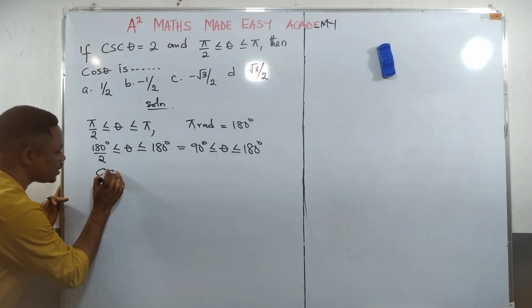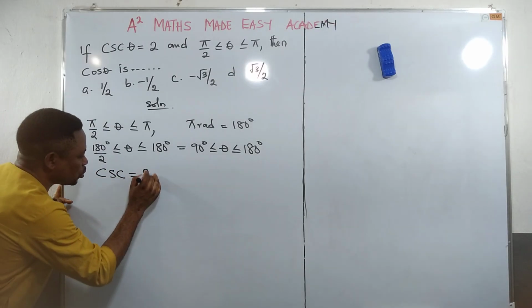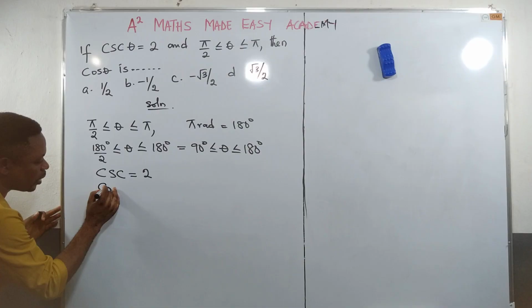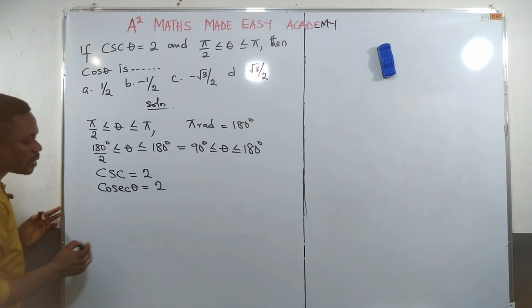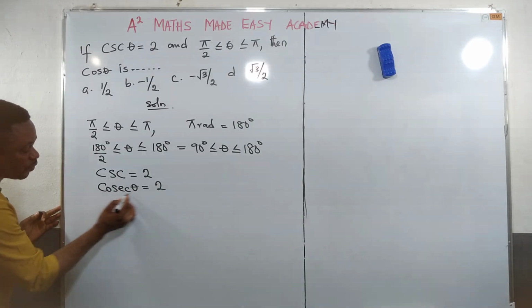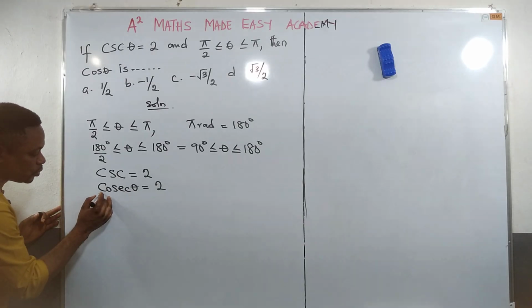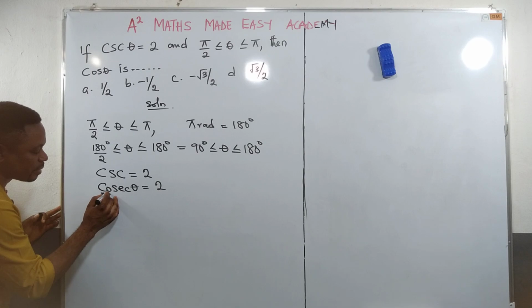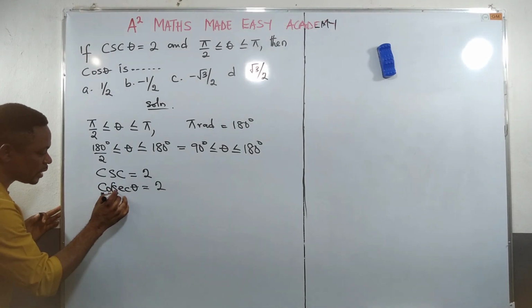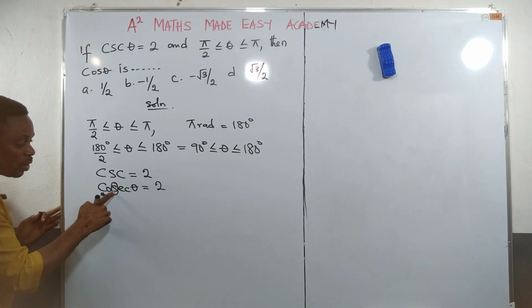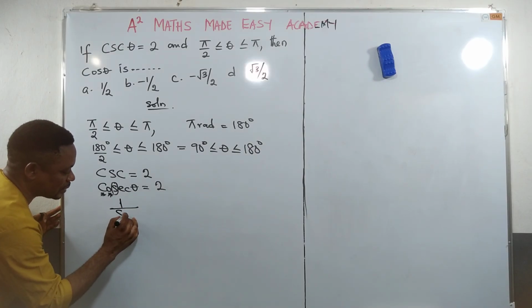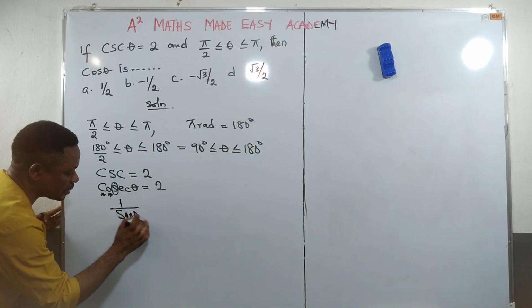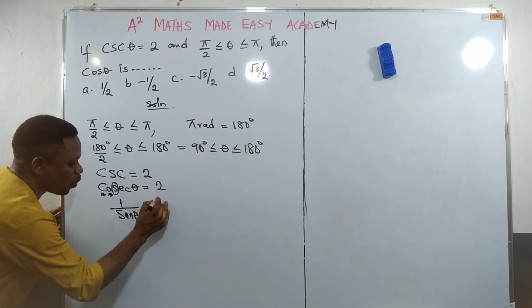The question says csc theta is equal to 2. And this csc, remember what I told you, is cosec theta, equal to 2. Now how do we know this is the inverse of cosec? I've told you what you should do. You exempt the first letter, exempt the second letter, the third letter determines what you are looking for, and it is s. So cosec theta is 1 over sine theta, because that letter s means sine. Then it is equal to 2.